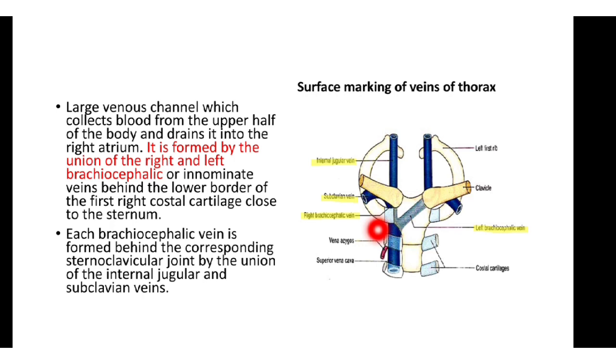Each brachiocephalic vein is formed behind the corresponding sternoclavicular joint by the union of subclavian and internal jugular vein. In this diagram we can see this is the internal jugular and this is the subclavian vein, and this is the formation of the brachiocephalic vein.